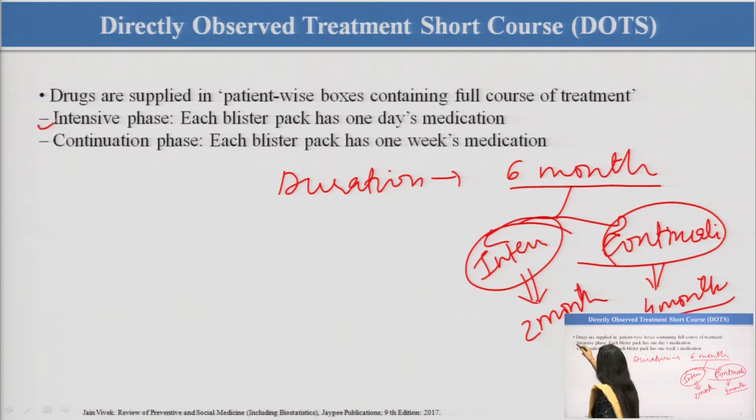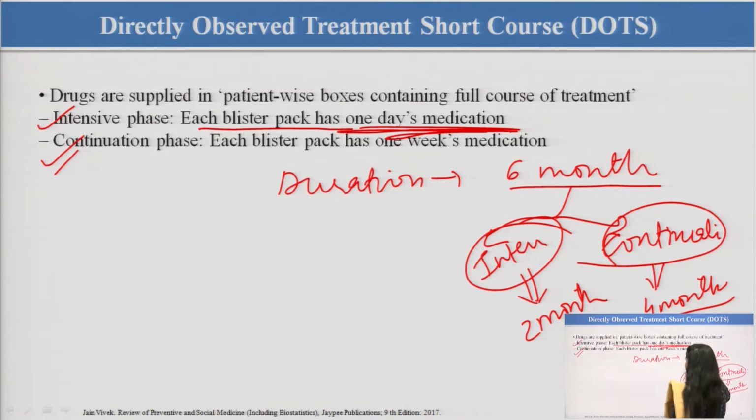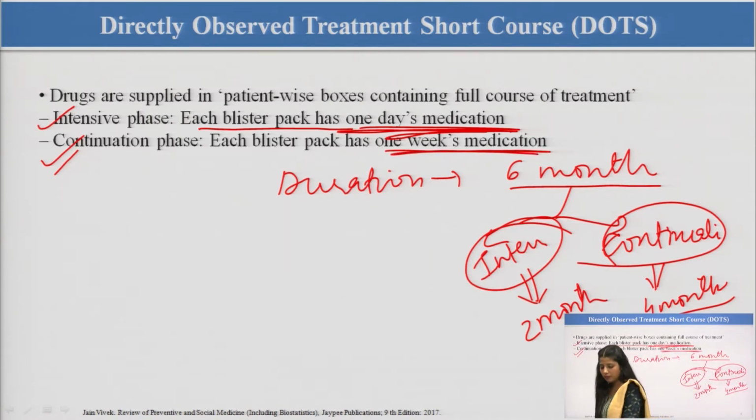So, what I told you is the intensive phase and the continuation phase. See what is written in the intensive phase: each blister pack has a 1-day medication. So, supervision will be done and we will see what the patient has taken on a single day basis, daily basis we will check. In the continuation phase, what will we do? We will dispense the blisters for 1 week, and after the 1 week the patient will go for the follow up, and we will see what the patient has taken for the 1 week.